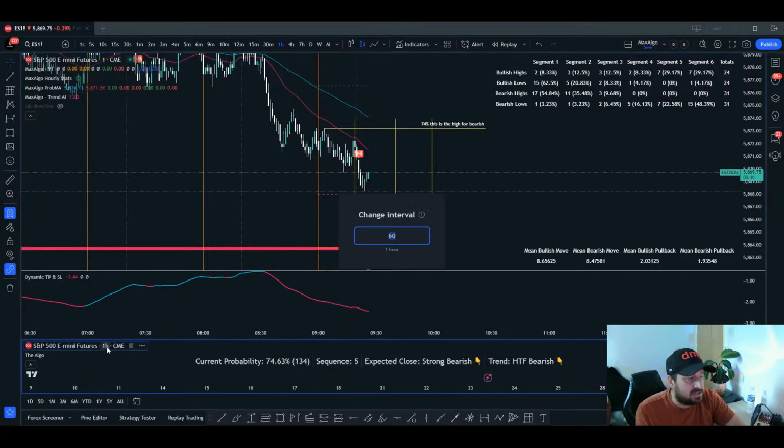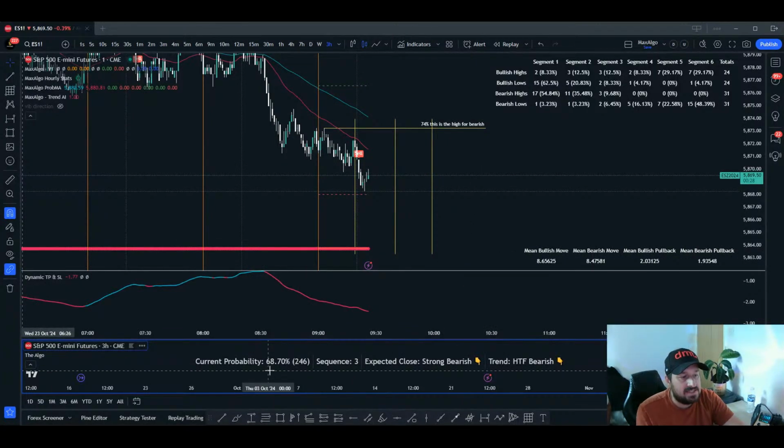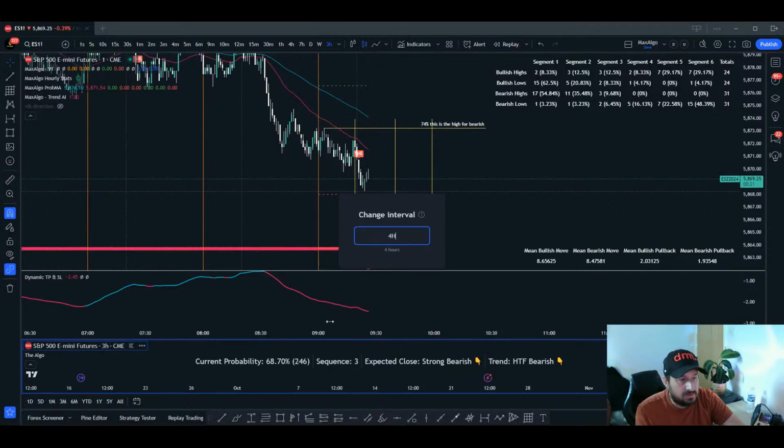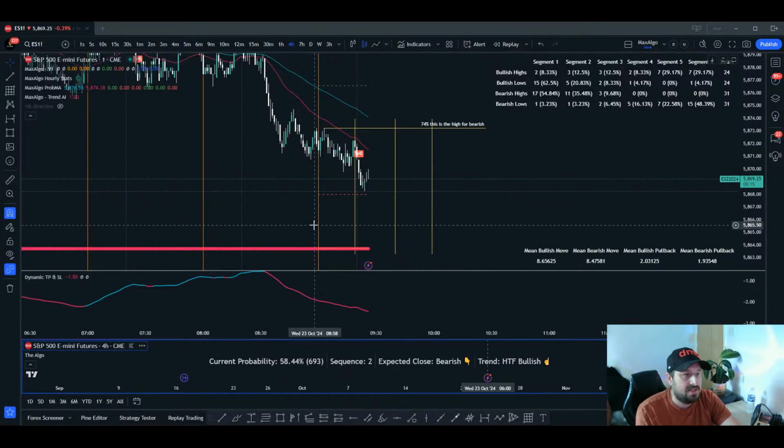So I can look at the next 3 hours and say, well, what's a 3-hour candle looking like? Right. So right now, the 3-hour candle is 68% probability of being strong bearish. So you can do all your analysis on all the higher time frames. Let's go back to 4-hour. Right. So New York's about to open, right? Or is New York just open? We've got 4 minutes until New York opens.